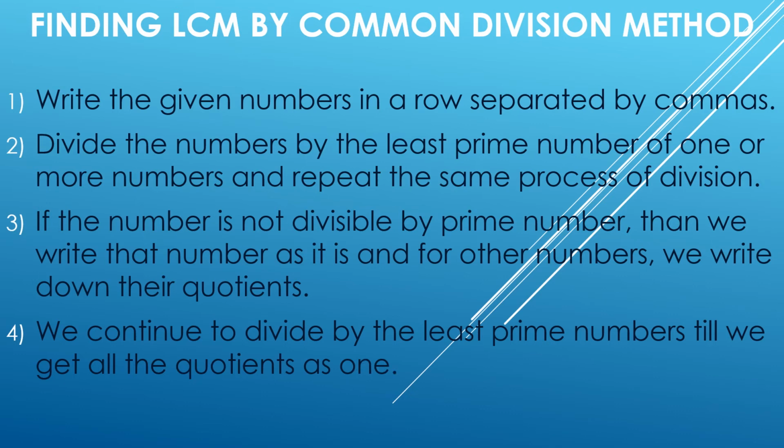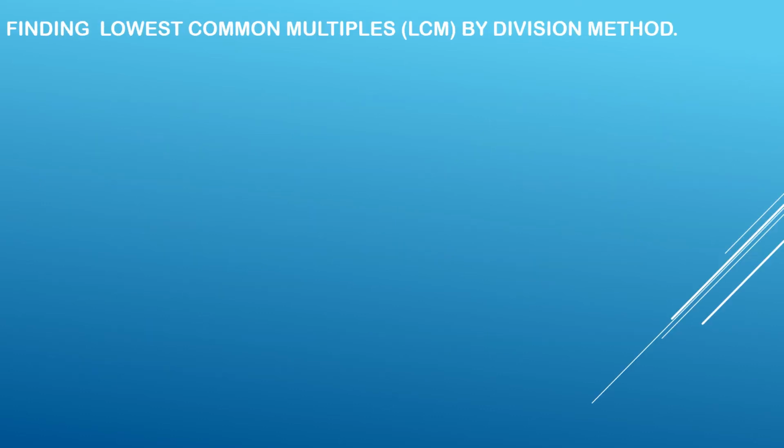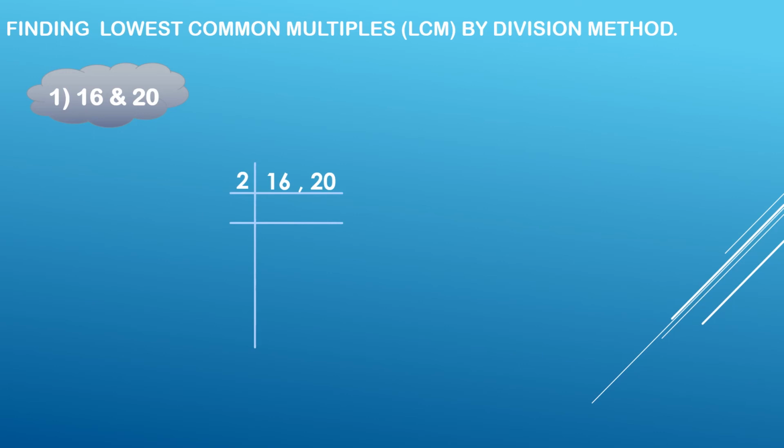Let's solve some questions to understand the division method in a better way. Question number 1. Find the LCM of 16 and 20 by division method. Look, 16 and 20 both are even numbers, so it is divisible by the smallest prime number 2. So write 2 to the left of 16 and 20 and divide both the digits by 2.